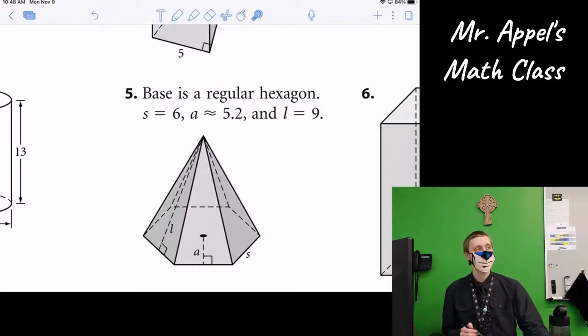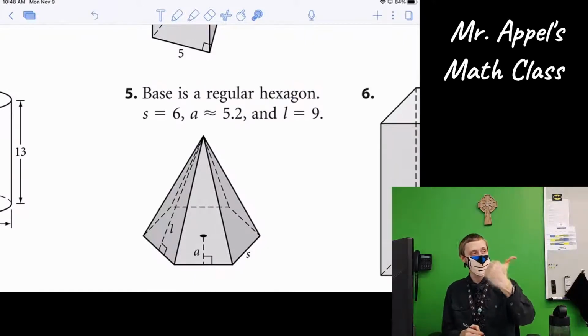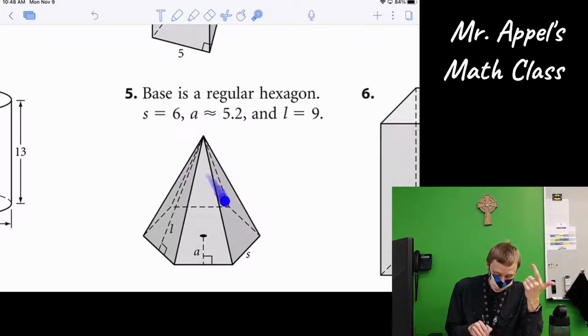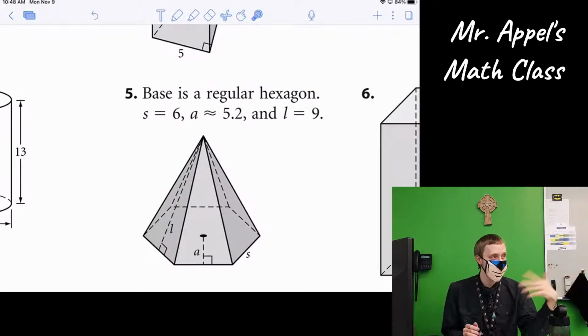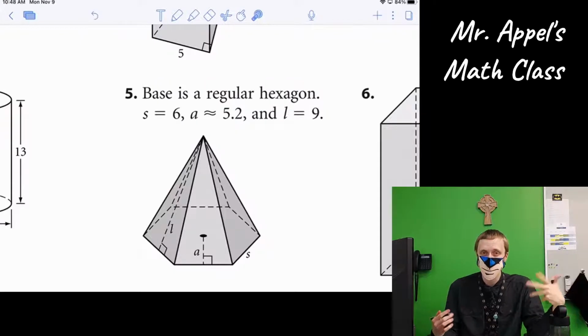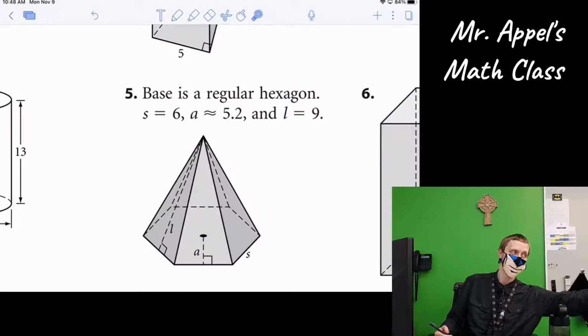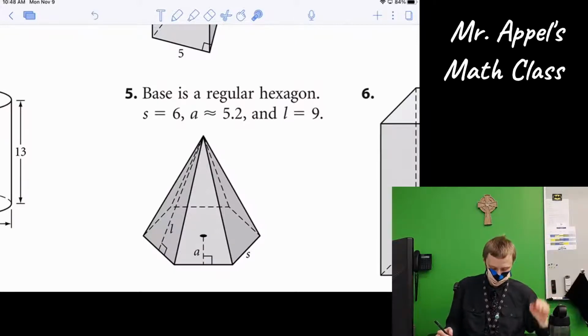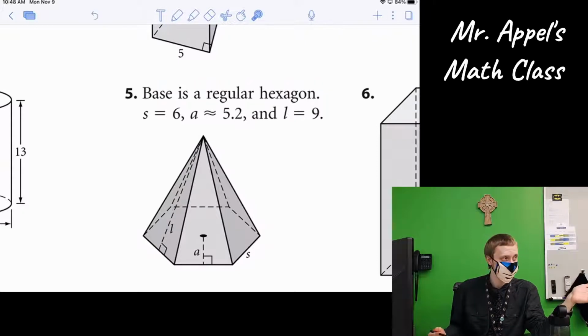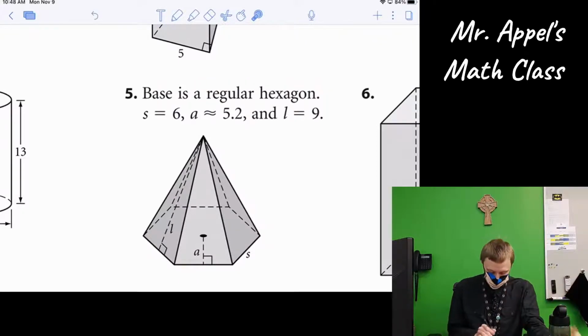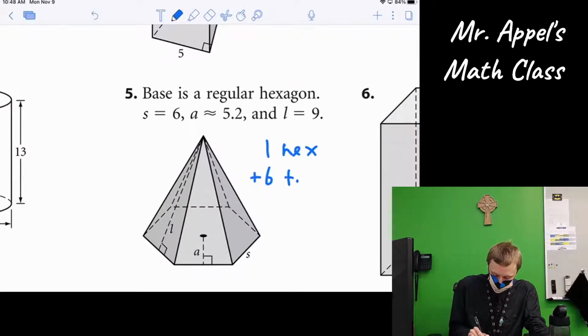Base is a regular hexagon. So we need to find the area of the hexagon plus all of the triangles. And since the base is a hexagon, there would be a matching number of triangles, namely, gentlemen, shout it out for me. How many triangles there? 6, right? 1, 2, 3, 4, 5, 6. Hexagon has 6 sides, 1 triangle per side. So you've got 1 hex plus 6 triangles, right?